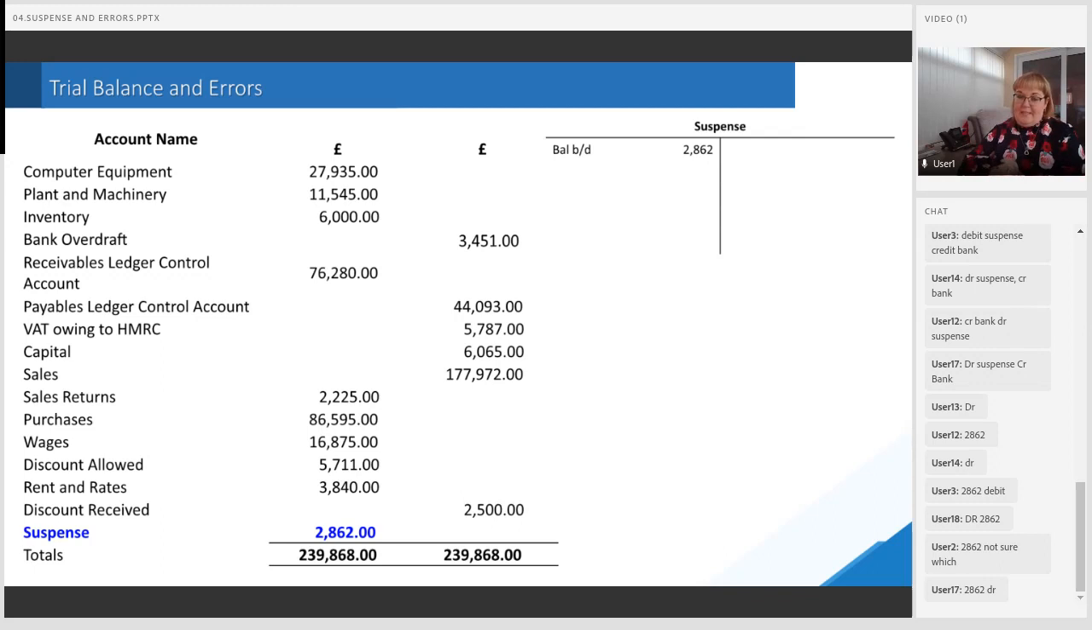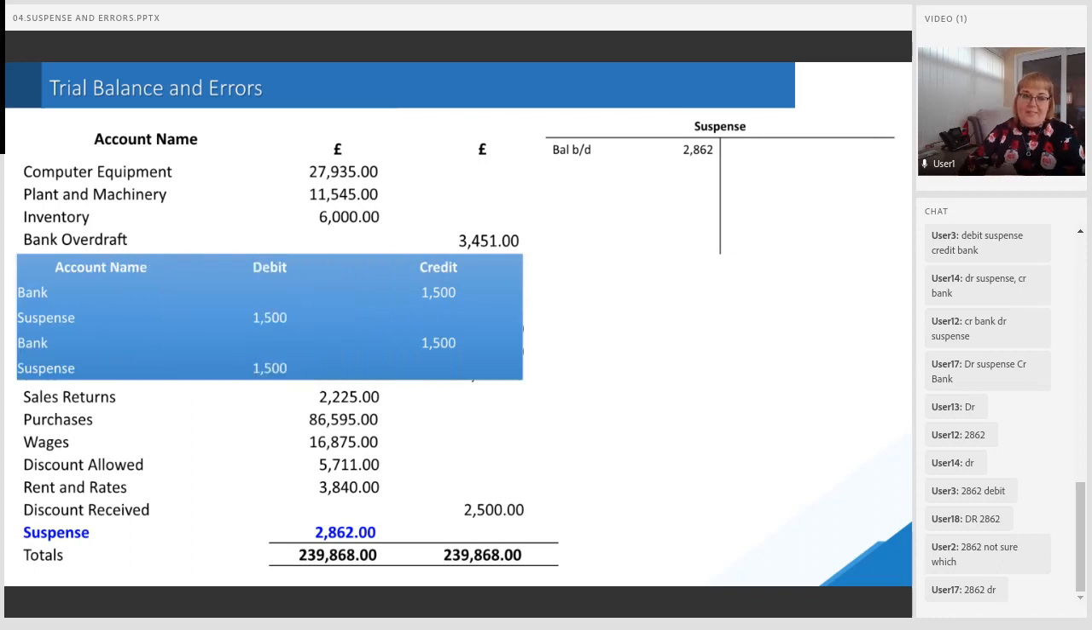So there's my suspense account. I've got a balance brought down of 2862. It's a debit. And through, hopefully, those journals that I've just shown you, we're going to remove those and redraft the trial balance. I can't remember what the journal was, so I'm going to bring it up for us to see. So it was to credit the bank of 1,500 and debit suspense, and then credit the bank and debit suspense. So the same thing, we're going to do it twice.